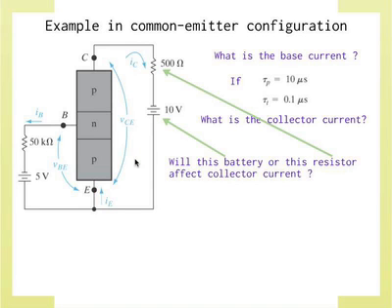So next question. I want you to think about this carefully. Will this battery or this resistor in the collector-emitter circuit affect the collector current? Spend about 30 seconds. Think about that. We have a battery on that side, and we have a resistor on that side. What is it there for? One second. Let everyone think a little bit.